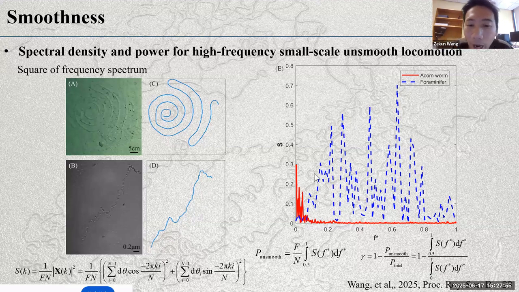Therefore, we can define the signal power used for unsmooth locomotion by integrating the spectral density from 0.5 to 1, the latter half of the spectral density. And we can also define a smoothness index as 1 minus the ratio between the power used for unsmooth locomotion and the total power used for locomotion. So if the trajectory is very smooth, then there will be very low unsmooth components. Therefore, it will approach one.